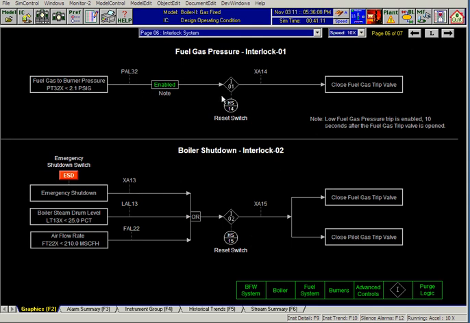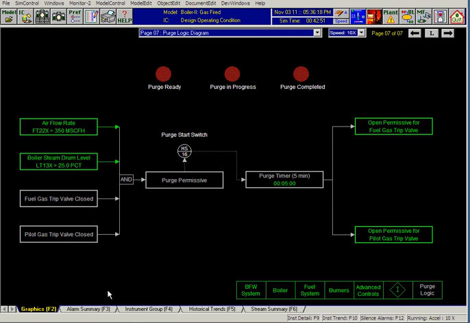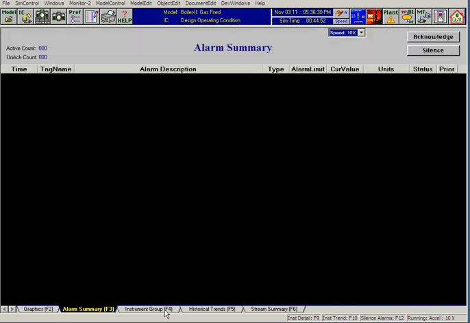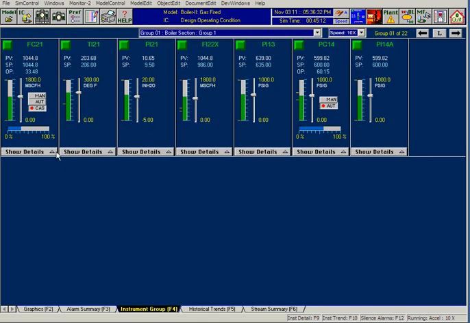So we have low fuel gas pressure trip, emergency shutdown on a low steam drum level, a low airflow. In this case, both the fuel gas and pilot are tripped. And then we have purging logic. Once the boiler is tripped, you must meet the purge permissive, and you have to purge the boiler before you have permissives to open these trip valves. So it also has alarm summary. We don't have any alarms.